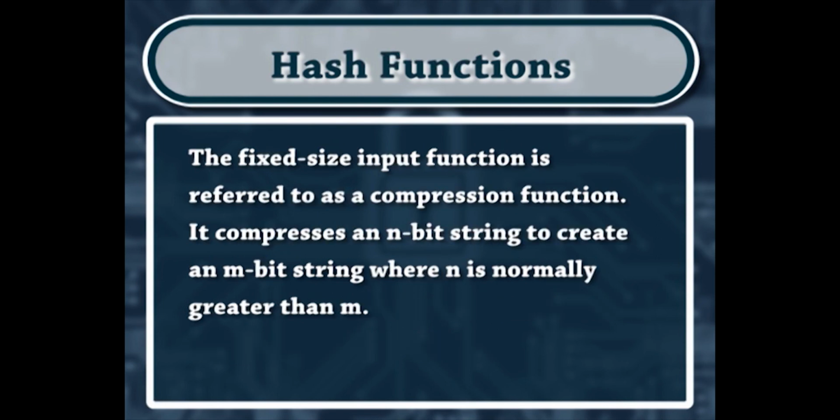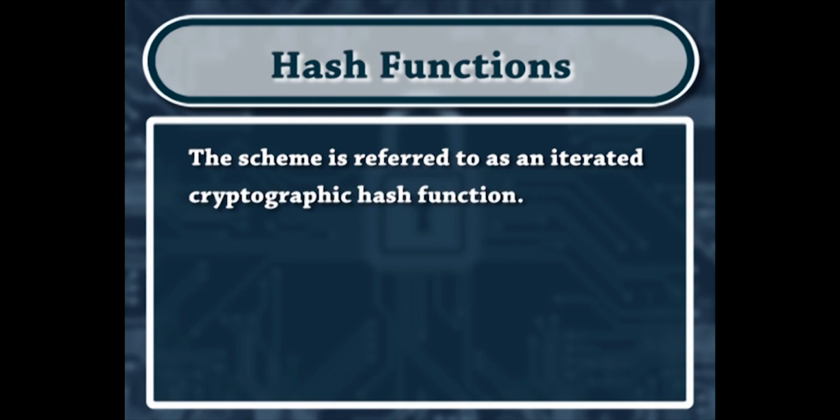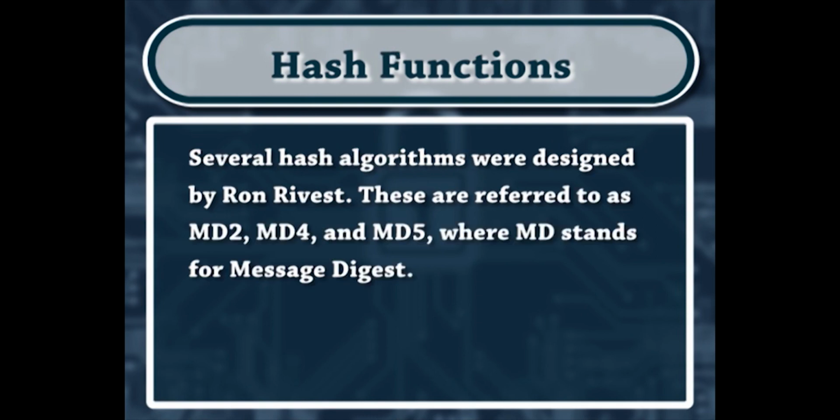The fixed size input function is referred to as a compression function. It compresses an n bit string to create an m bit string, where n is normally greater than m. The scheme is referred to as an iterated cryptographic hash function. Several hash algorithms were designed by Ron Rivest. These are referred to as MD2, MD4 and MD5, where MD stands for message digest.